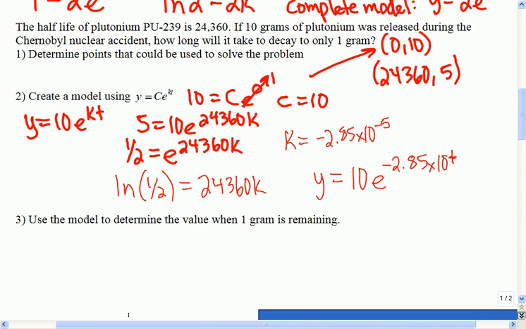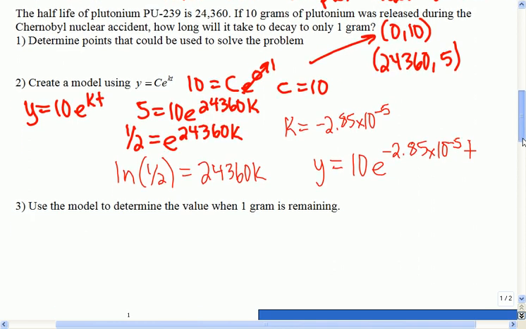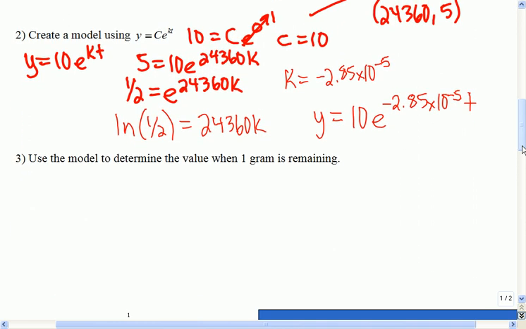So we add to the... oops. Try that one more time. So it should be to the negative 5 and then time. So when there's 1 gram remaining, that means I'm going to need to figure out where there is 1 equal to 10 e to the negative 2.85 times 10 to the negative 5 t.